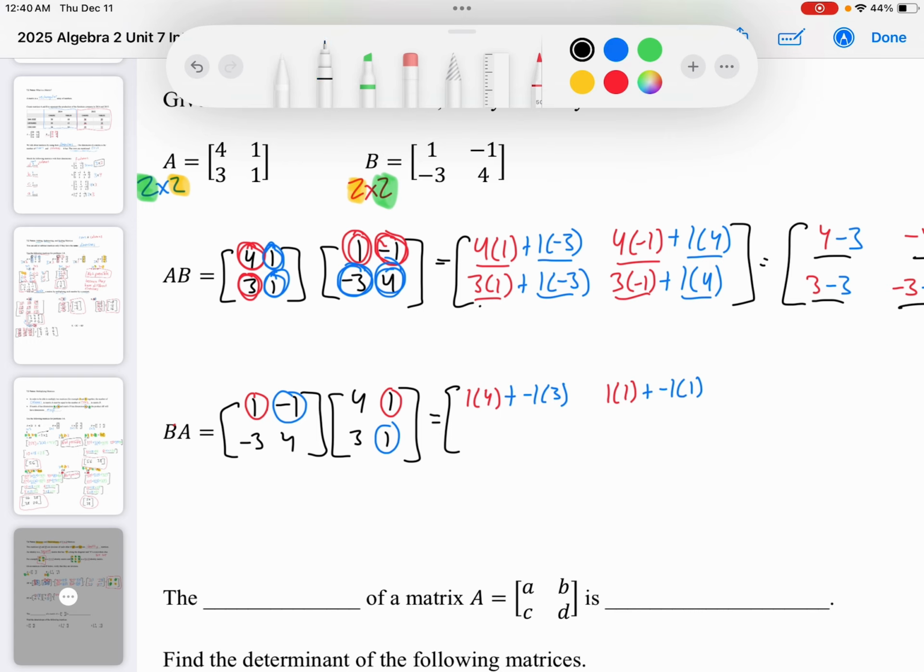Okay. For the next entry, I need to now do the second row from B times the first column of A, and then we'll do the second column later. So to start with, we will do this negative 3 times 4. And then 4 times 3.